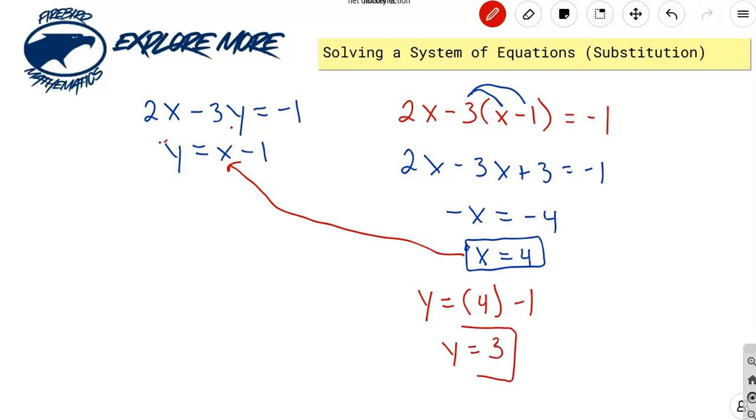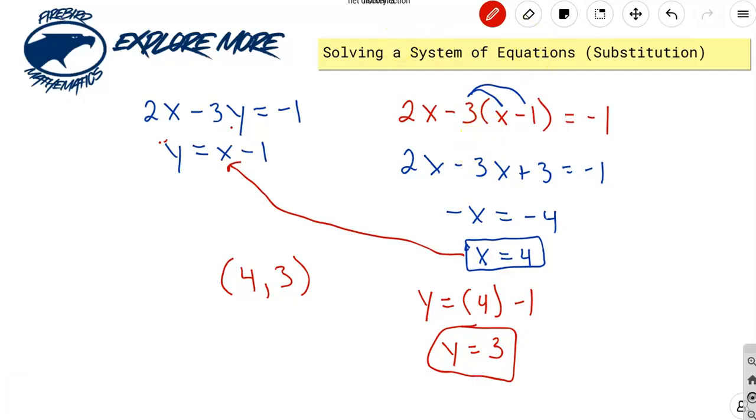And so now we just found our second value, our y value, that is going to make this statement true. Okay, so our solution to this system of equations would be the point 4, comma 3. So we use substitution to find this solution. Now you could check this by plugging in 4 for x and 3 for y into both of these equations and verifying that what we got was true.